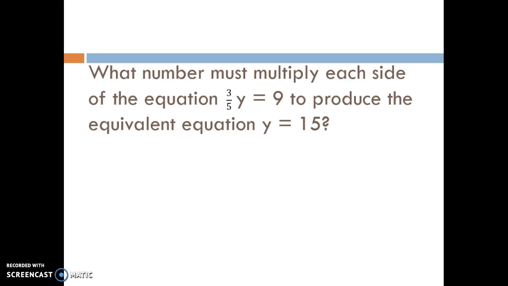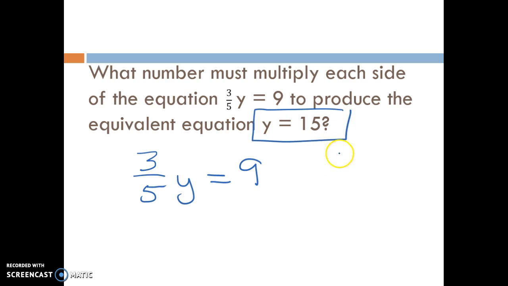All right, what number must you multiply each side of the equation 3/5 y equals 9 to produce the equivalent equation y equals 15? Well, if we notice here, this equation is solved. So the best strategy is to solve the equation. All right, right now we have 3/5 multiplied by y.